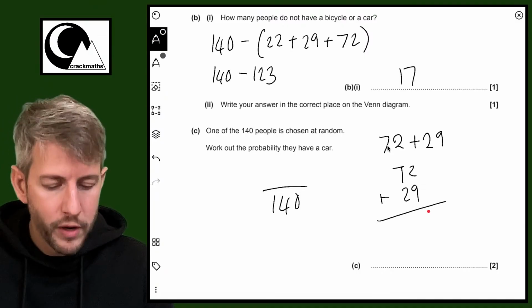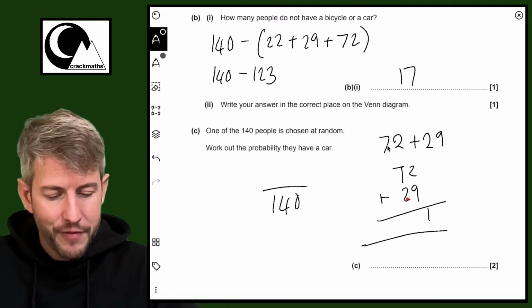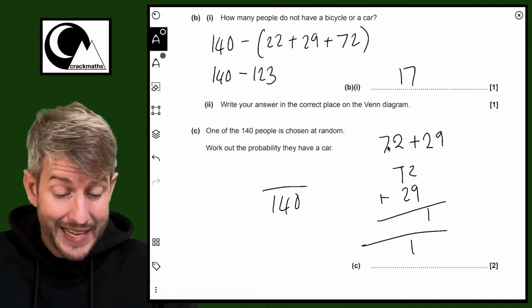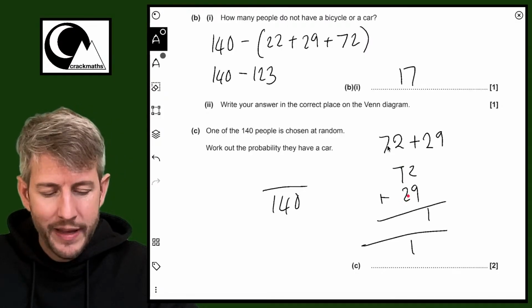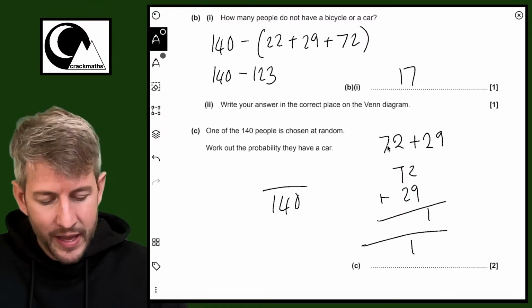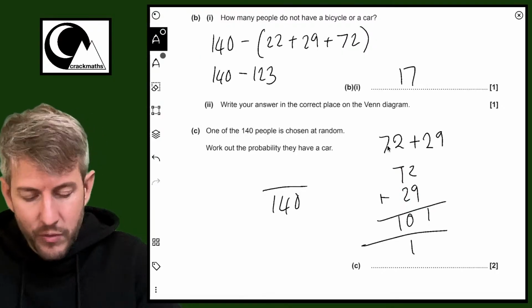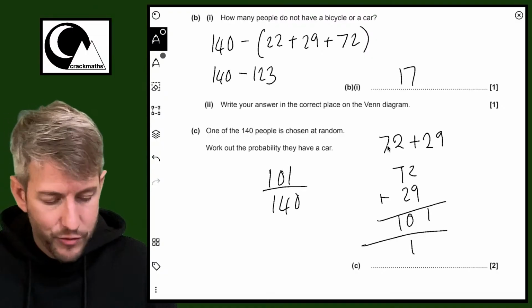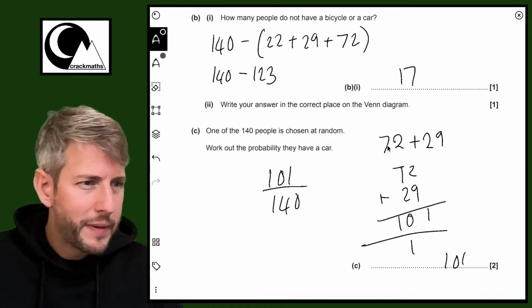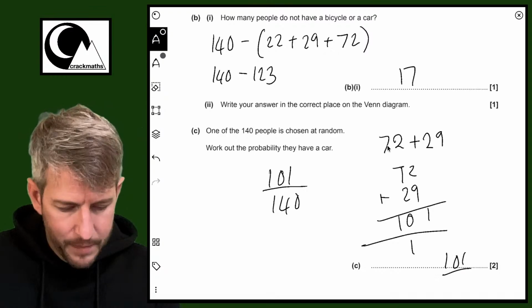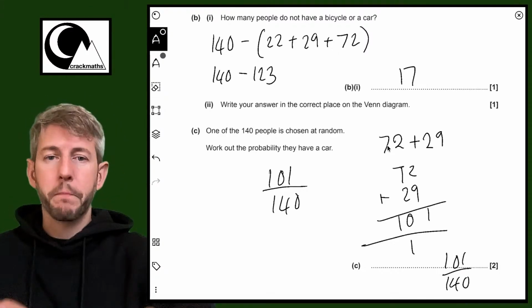So 72 add 29. 2 add 9 is 11. 7 add 2 is 9, add 1 makes us 10. So here we go, it's 101 people out of 140. So that is our probability over 140, like this.